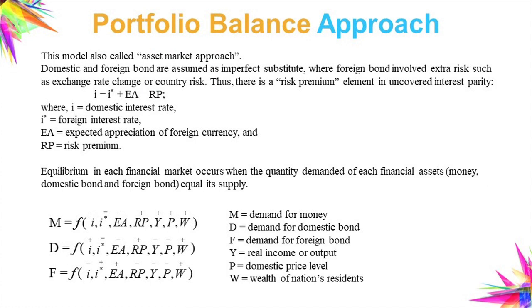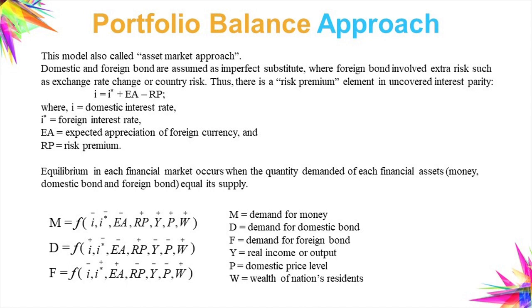Portfolio balance approach. This model is also called the asset market approach. Domestic and foreign bonds are assumed to be imperfect substitutes, where foreign bonds involve extra risk, such as exchange rate change or country risk. Thus, there is a risk premium element in uncovered interest parity. I equals I asterisk plus EA minus RP, where I equals domestic interest rate, I asterisk equals foreign interest rate, EA equals expected appreciation of foreign currency, and RP equals risk premium.